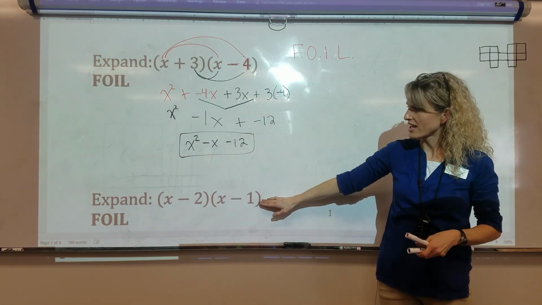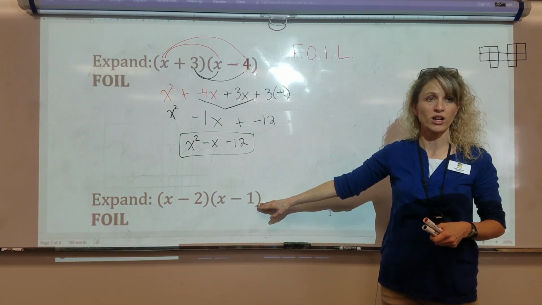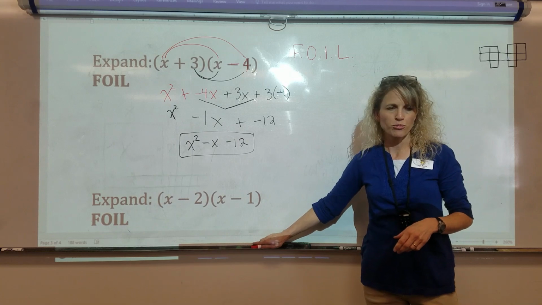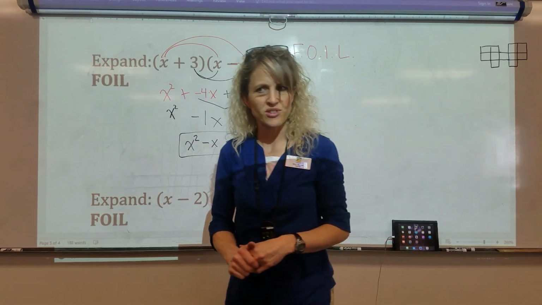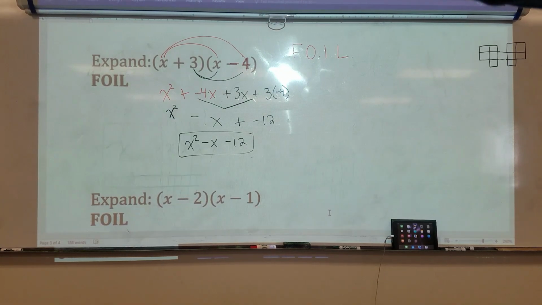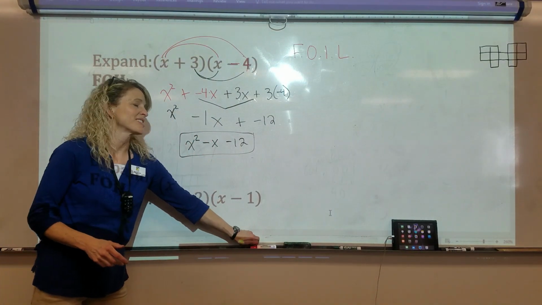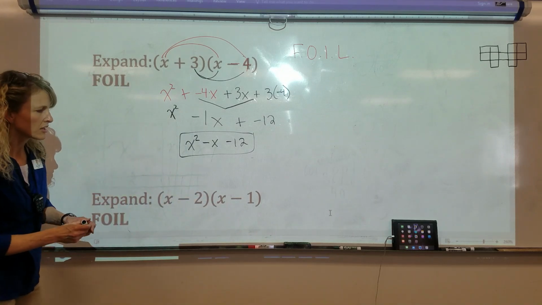Okay, your turn. x minus 2 times x minus 1. Write it on your notes. Put your pencil up after you have used the FOIL method. Okay, very good. I checked tons of you. I didn't get to everybody, but I saw lots of right answers, a couple of not quite right answers.